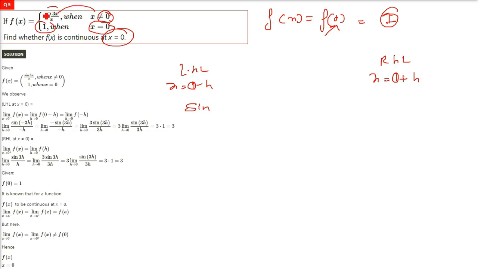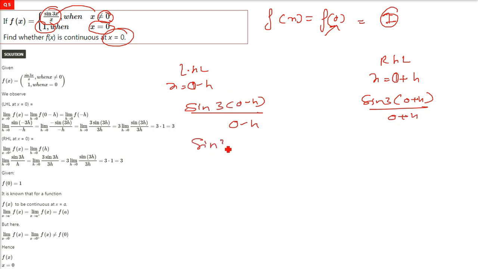So for 0 minus h we have to take this case. So sin 3(0 minus h) divided by, in place of x, 0 minus h. Here sin 3(0 plus h) divided by 0 plus h. So this is going to be sin(minus 3h) divided by minus h. Since it is negative, you have to put a negative here. Sin minus 3h. Here it will be sin 3h divided by h.